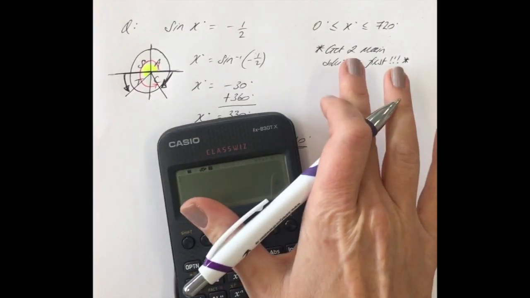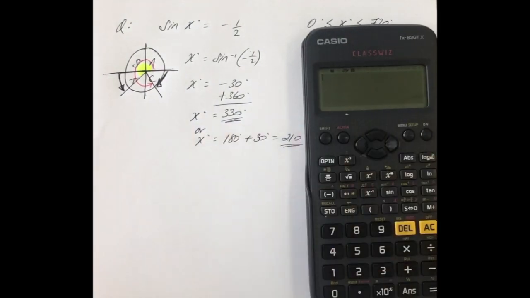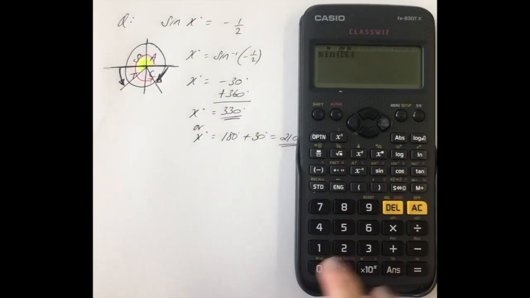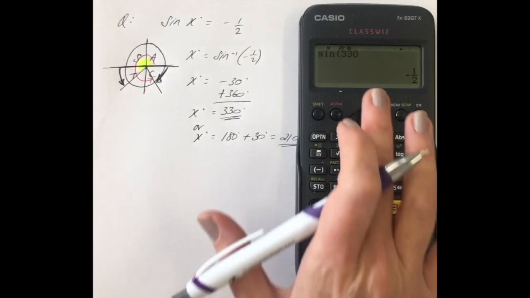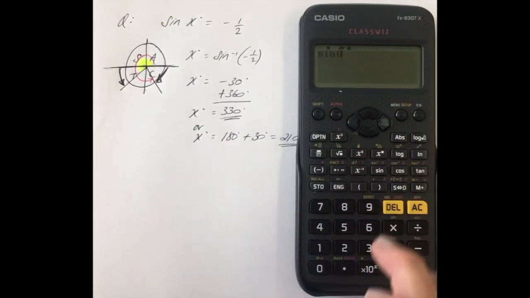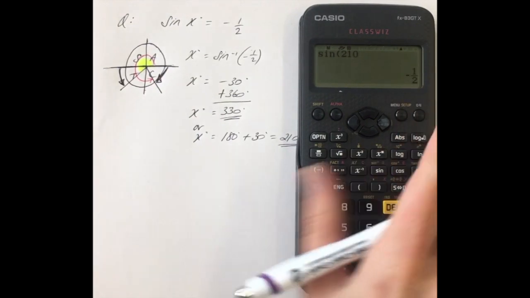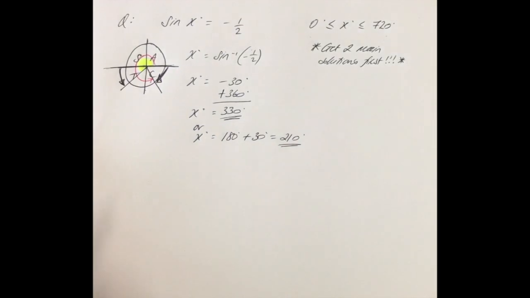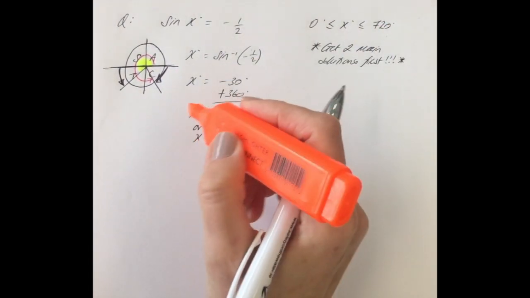Our two main answers is always what you want to do first, no matter what type of question you're dealing with. Let's just check. So I have sine 330 and I'm getting minus a half. Great. And sine 210, and I'm getting minus a half. Super. Okay, so I have my two main solutions, but of course I want more solutions.